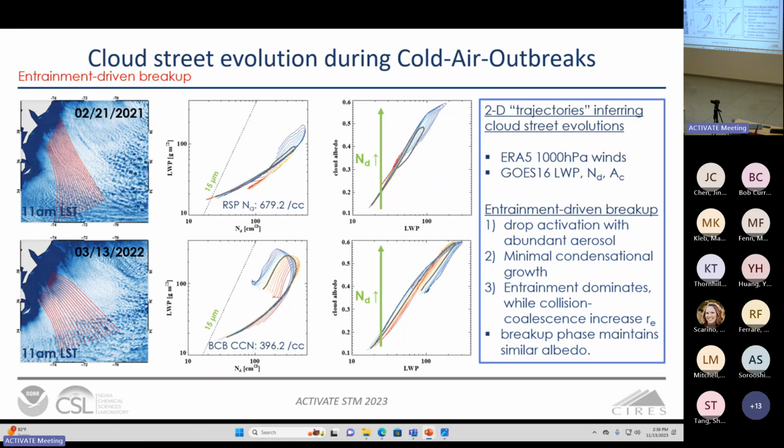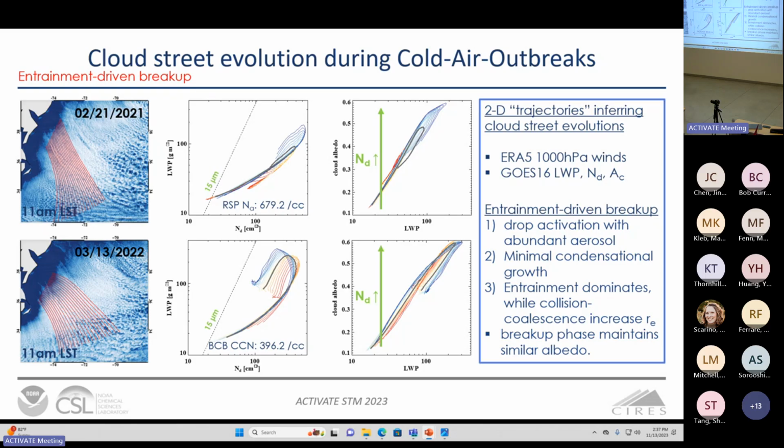So we don't see the precipitation breakup in this case, and we see some of the collision coalescence in this case because the liquid path is really high. But still, it's not enough to really kick in the strong precipitation to give you the open cell structures. Because of this, we see similar cloud albedo when you break up for these entrainment-driven cases.